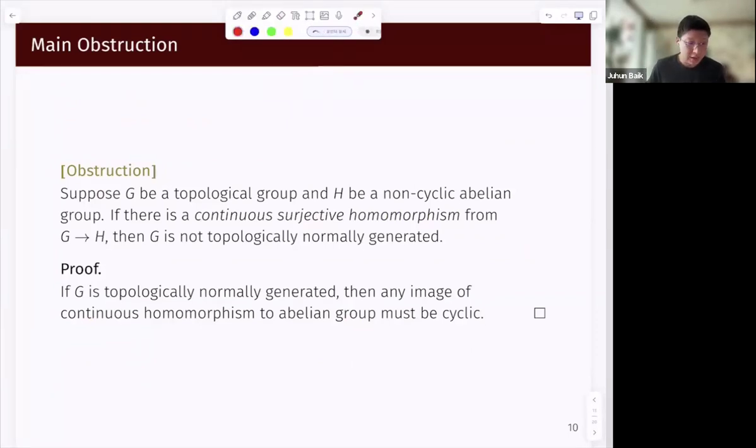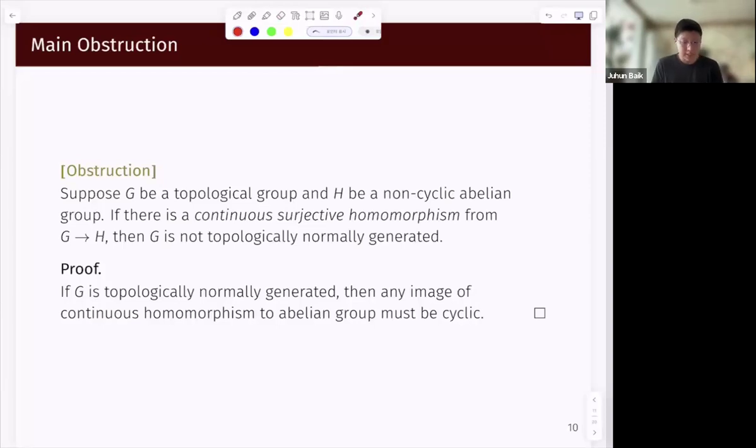I think it is almost 20 minutes past, so I should give an idea of the proof for the first one. The main obstruction to proving that one is this: if you have a topological group G and H is a non-trivial abelian group, and there is a continuous surjective homomorphism from G to H, then G cannot be topologically normally generated.